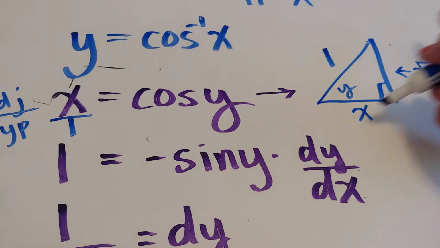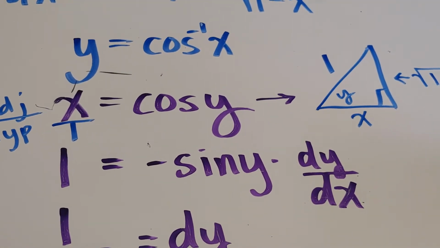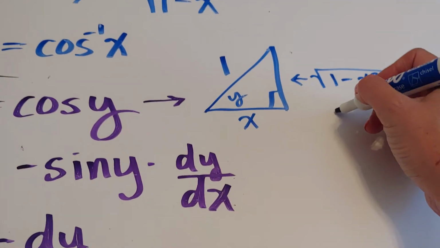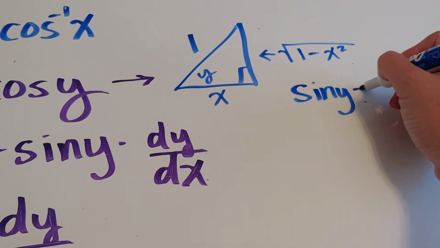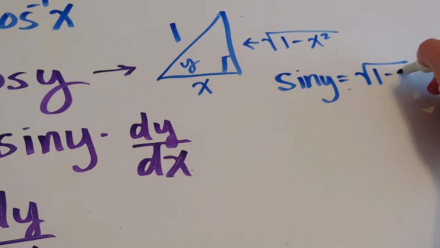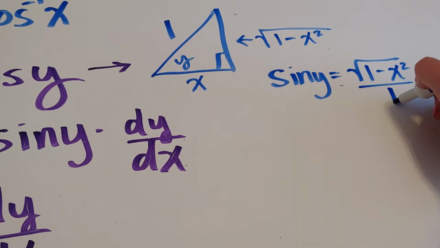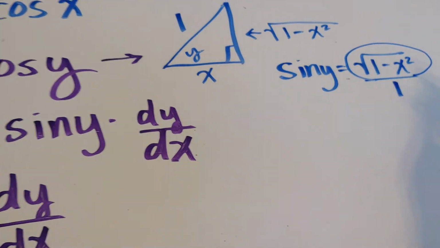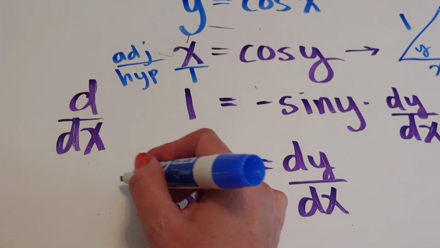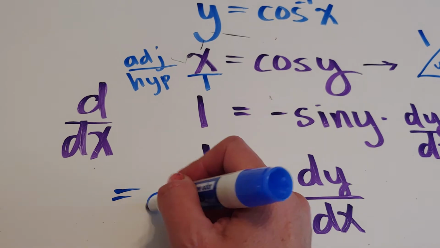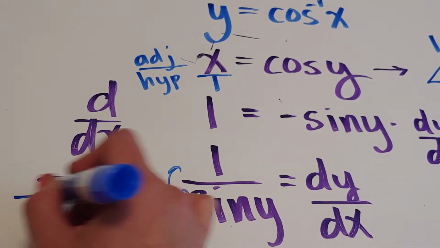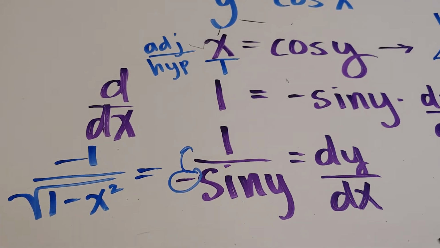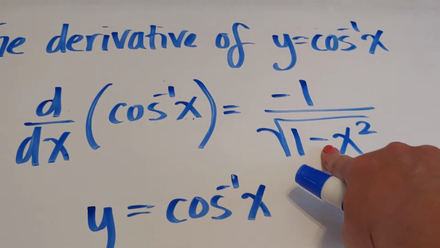So if I look at this, by this picture, the sine of y will equal the square root of 1 minus x squared all over 1, opposite over hypotenuse. So this is what I'm going to put in for sine y. So what we're going to end up with is, I'm going to float that negative upstairs, -1 over the square root of 1 minus x squared. Ta-da! So that is matching this up here.